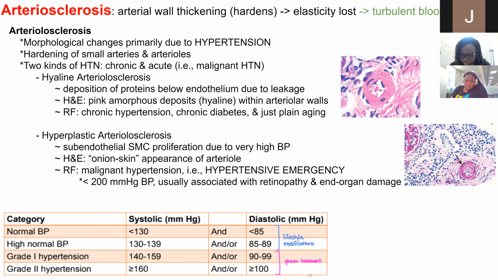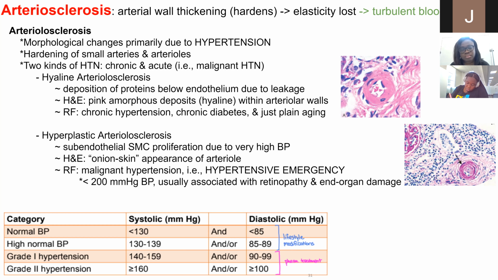So we have on histology, right? Pink amorphous deposits, basically just hyaline within the arterial walls, right? It just looks very, very pink. Okay. What's the risk factor? Chronic hypertension, chronic diabetes, and just plain aging. So anything chronic, right? Because aging is also chronic if you think about it, because it's towards the end of life. Biggest thing, they will give you the image because they gave me the image.